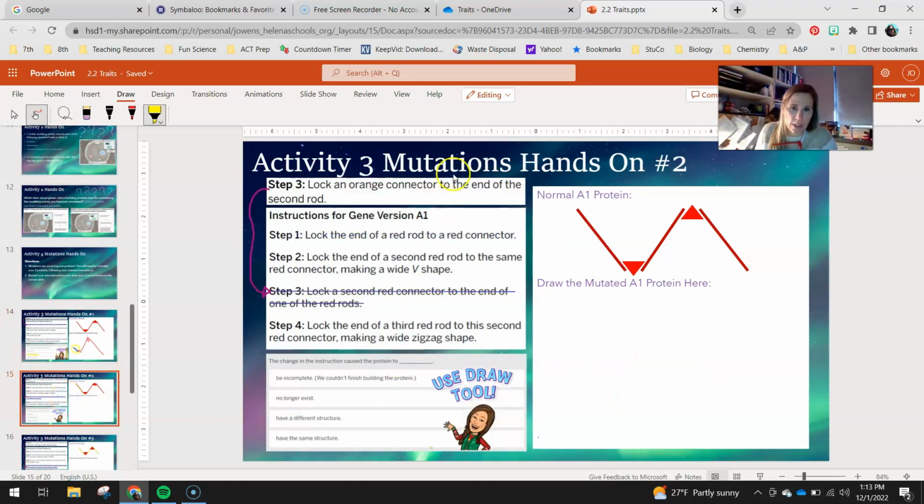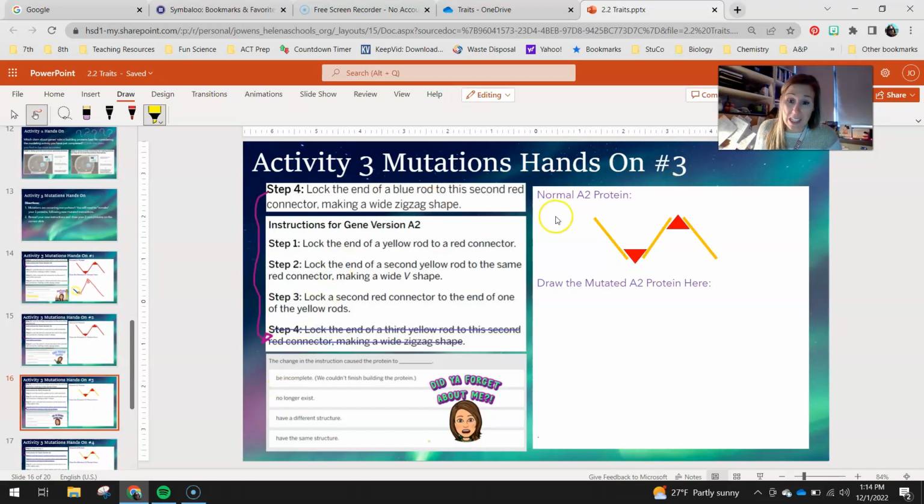Go ahead and look at this one. We're building the A1 protein, so here's your normal. Follow your new step 3. So do step 1, step 2, the new step 3, and then step 4, and think about what happens. One thing you have to know is, if your step 4 says lock the end of a third red rod to the second red connector, making a wide zigzag shape, and you don't have a red connector there, you can't proceed. You won't have anything to do, so you wouldn't have a full protein. You'd have something, but it would definitely be different, and also incomplete. Think about that as you move through these.